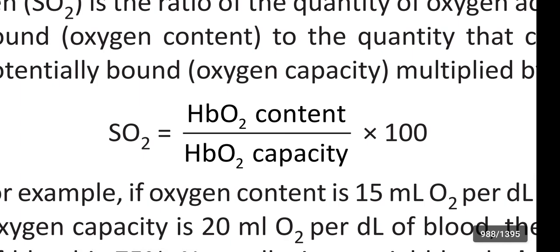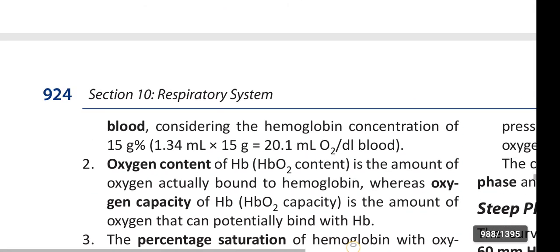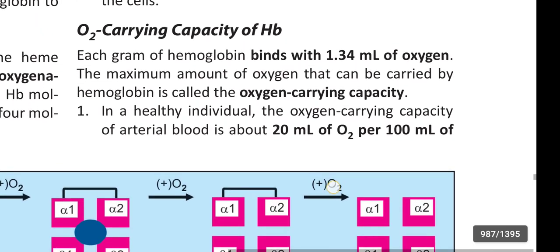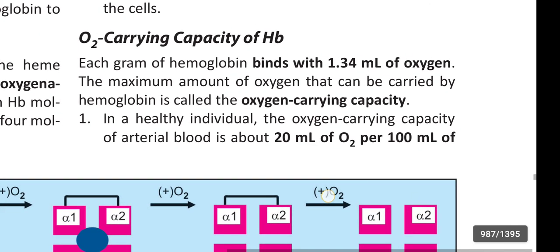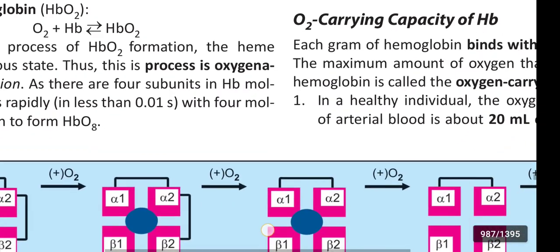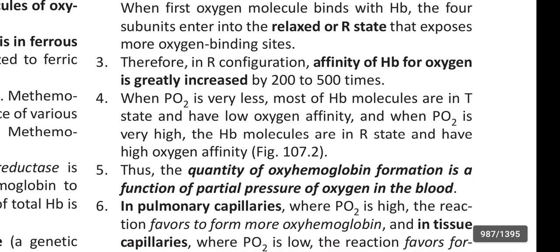Remember this formula: percentage saturation is equal to oxyhemoglobin content divided by oxyhemoglobin capacity, into 100. And there are some important points also. See, 1 gram of hemoglobin carries 1.34 ml of oxygen, and 20 ml of oxygen per 100 ml of blood is carried.